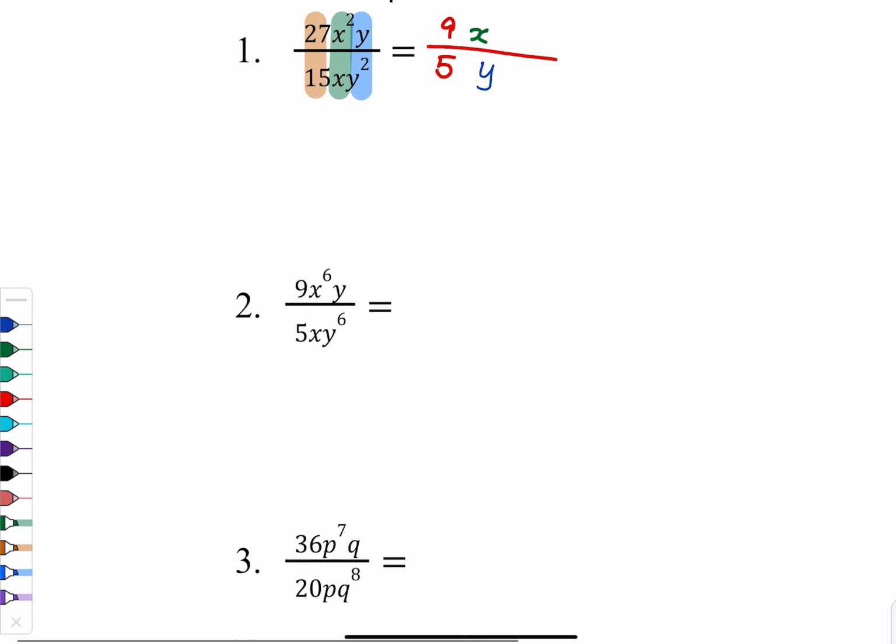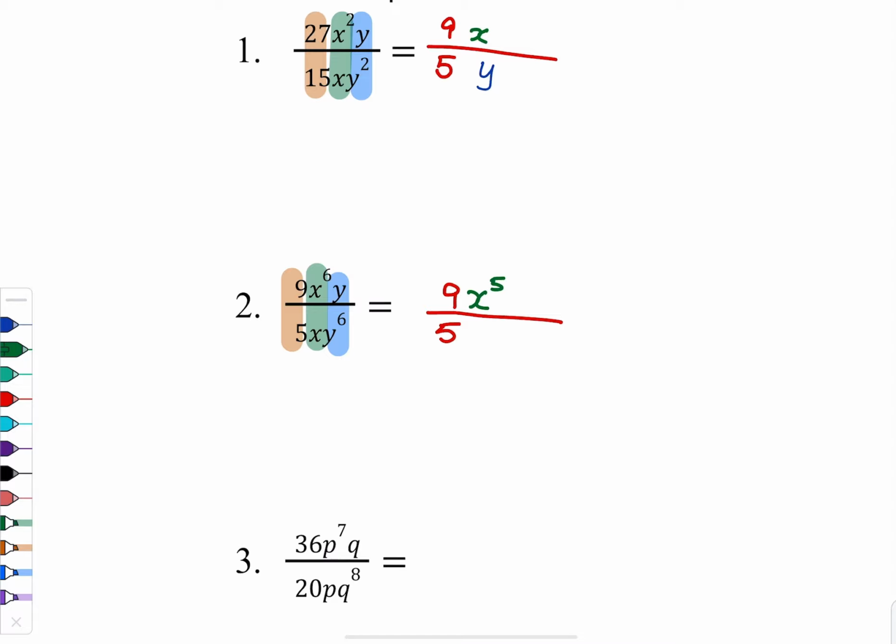Numbers first. Is it fully simplified? They can't be further simplified. So that's okay. How about the x and how about the y's? So numbers, we know it's already done, 9 over 5. How about the x? Which side is bigger, up or down? Up. So you put it there, and the 6 minus 1, 5. How about y? Which side is bigger? Down. 6 minus 1, 5.